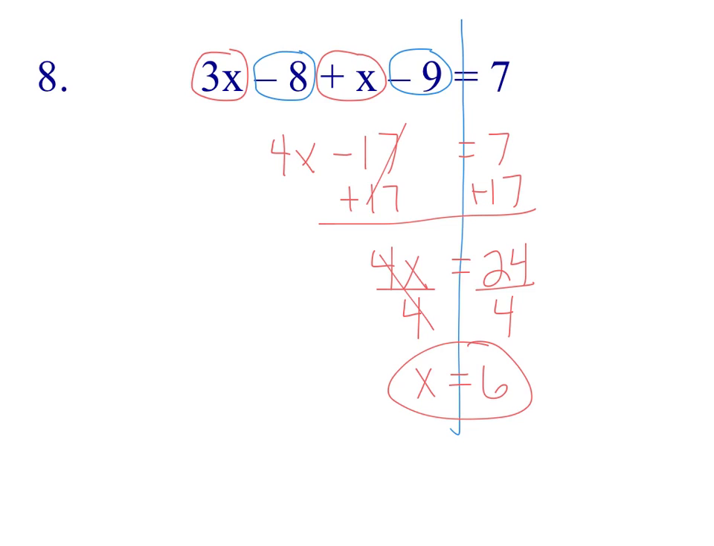And number 8, x should be 6. So you were combining your like terms to get 4x minus 17, and then add your 17 and divide by 4.